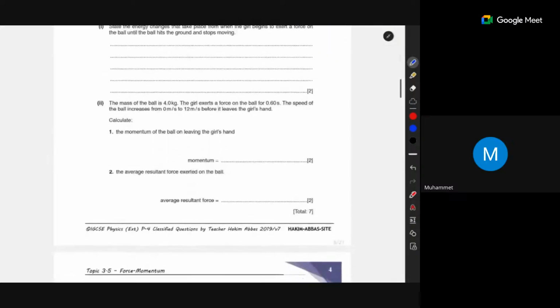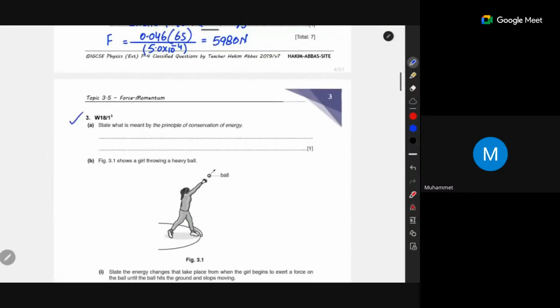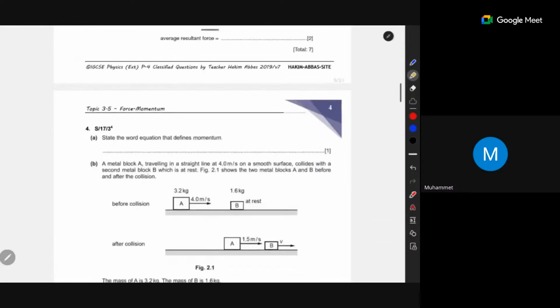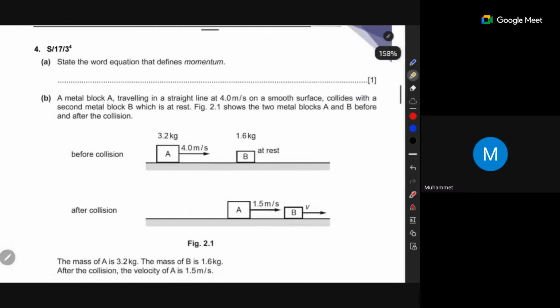Okay. Now I will leave this question for you as homework. This is your homework. The next question I will discuss with you because this is a different concept, and that different concept is basically the law of conservation of momentum. That is why I have selected it to discuss with you.